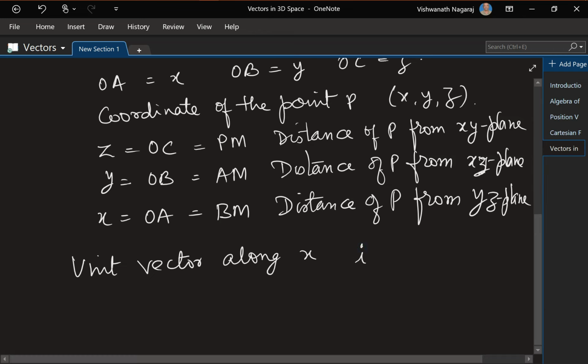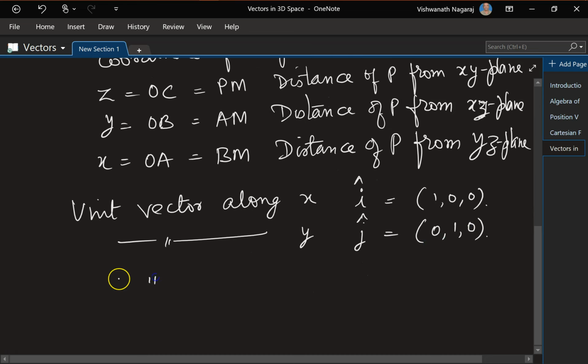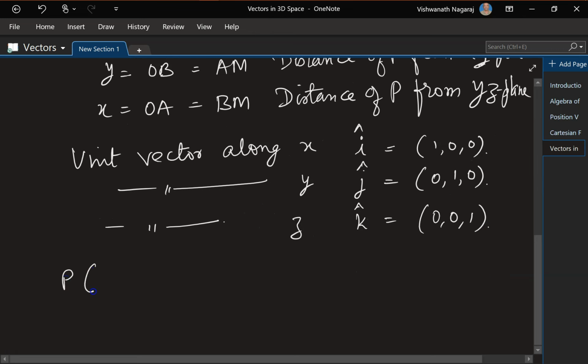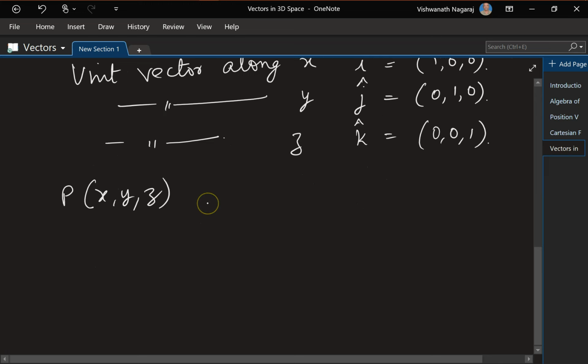Now the unit vector along x is given a special identifier called i. And since it is a unit vector, that means its magnitude is 1. To show that we are talking of a unit vector, we put a cap. So we can say (1, 0, 0). The unit vector along y is given a special letter, that is j. So this is (0, 1, 0). Similarly, along the z axis, it's given the letter k, (0, 0, 1).